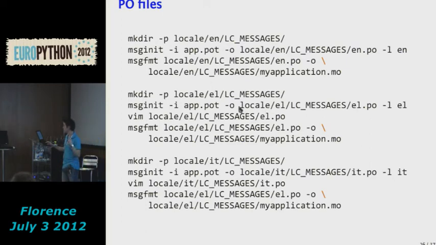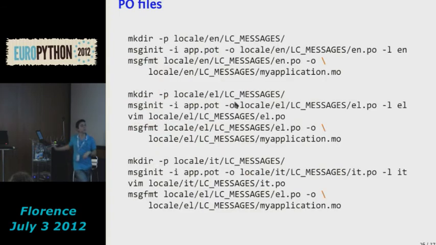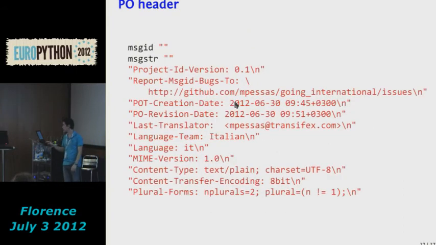So, like we said, to repeat the steps a bit, we first extract the files with the xgettext command here, and now we initialize the PO files from the template, translate them, and compile them to binary. The process is pretty standard, actually. So this is the header for a PO file.